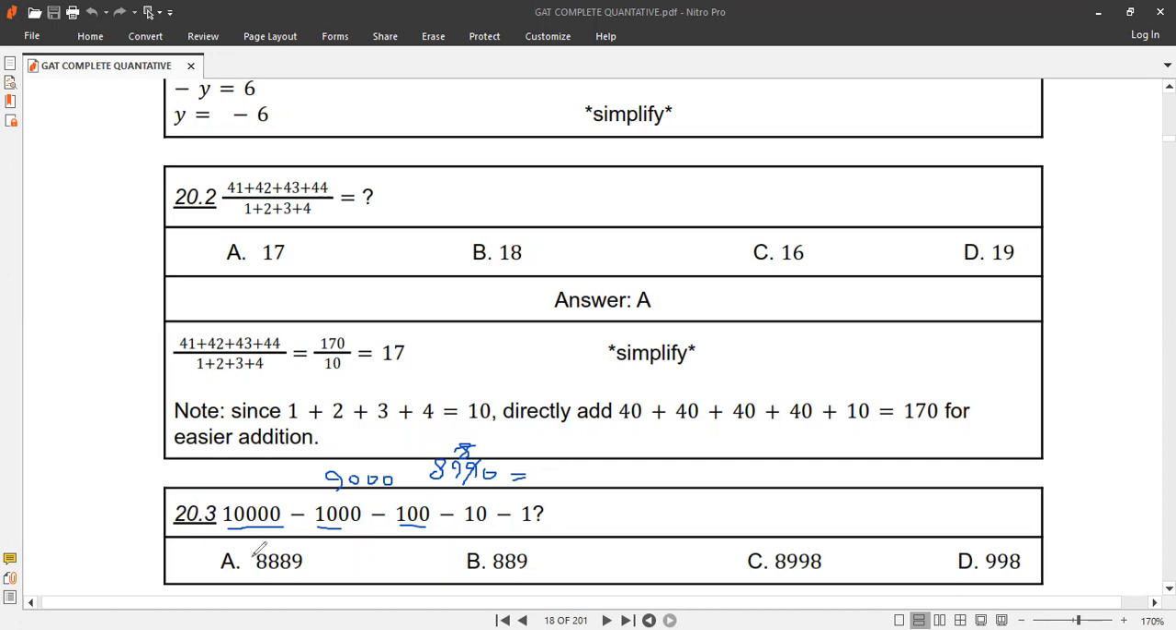let me check again, 8,889. Yes, 89. This becomes 90.